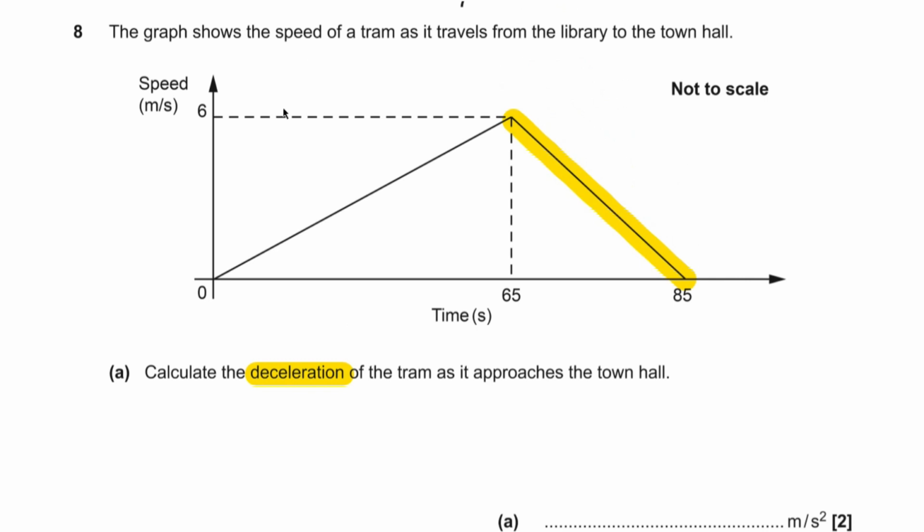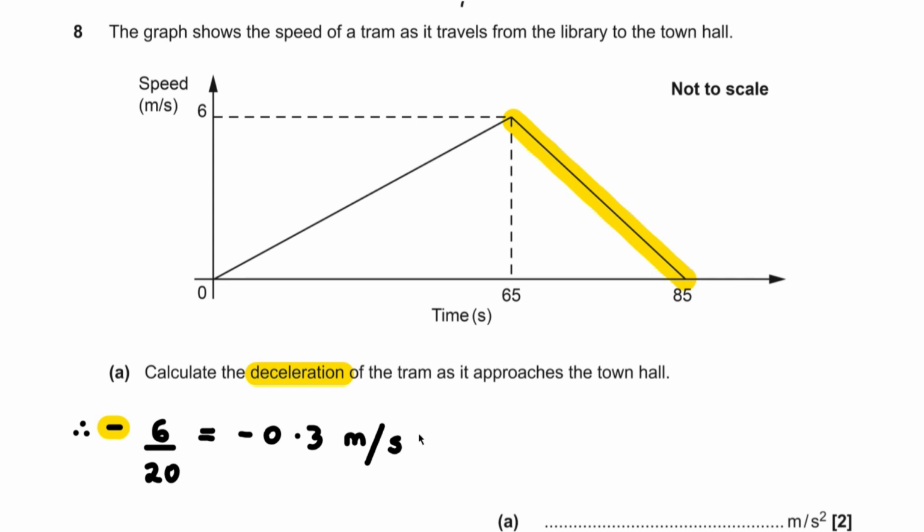So we've got the negative, and the reason we've got negative is because we've got deceleration. We've got change in y, which is 6, over change in x from 65 to 85, that's 20. So we've got 6 over 20, which is negative 0.3. So I've got negative 0.3 meters per second squared.